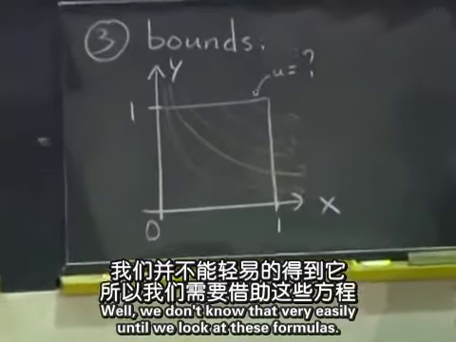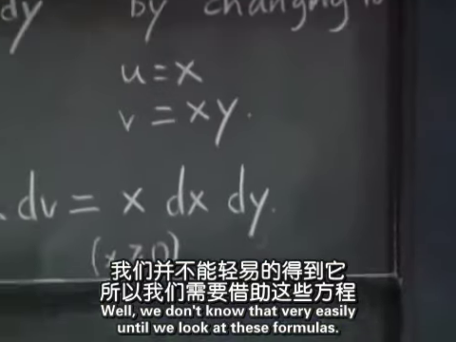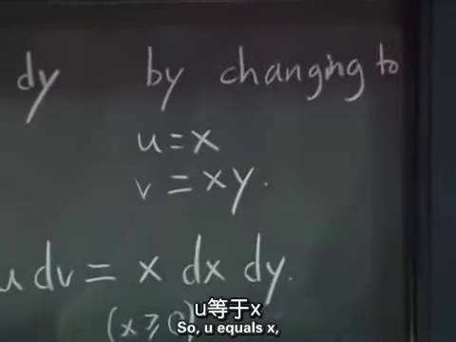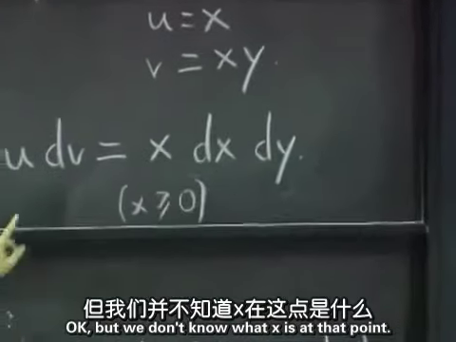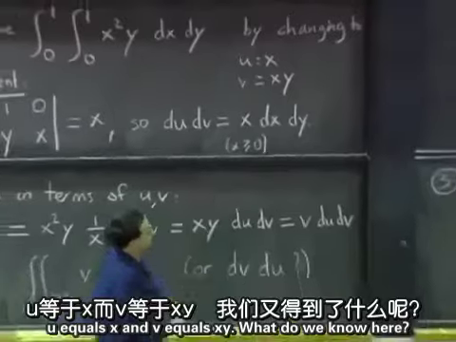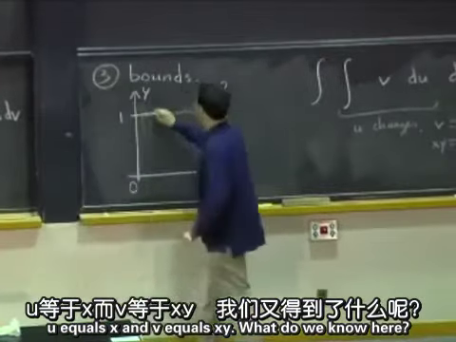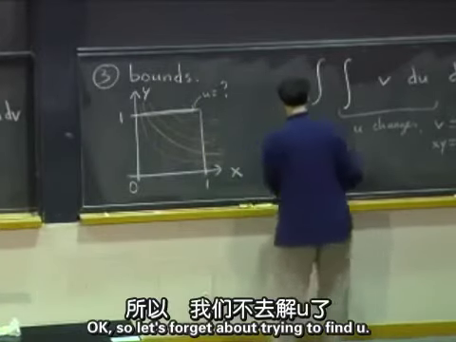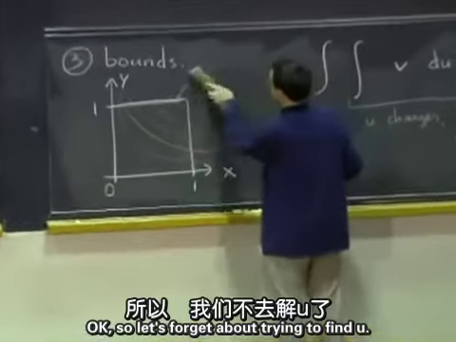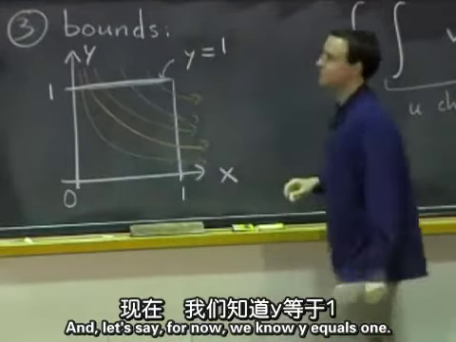Well, we don't know that very easily until we look at these formulas. So u equals x, okay, but we don't know what x is at that point. Well, u equals x and v equals xy. What do we know here? Well, we don't know x, but we know y, certainly. Okay? So let's forget about trying to find u, and let's say for now we know y equals 1.